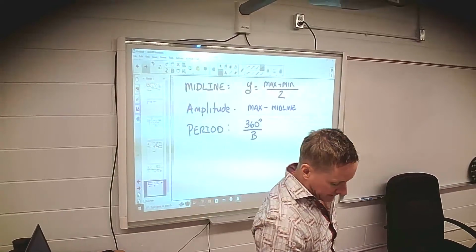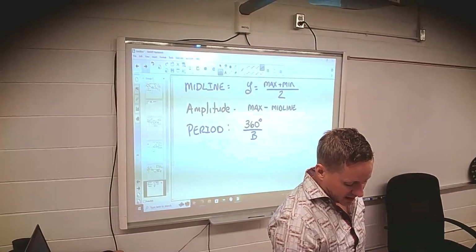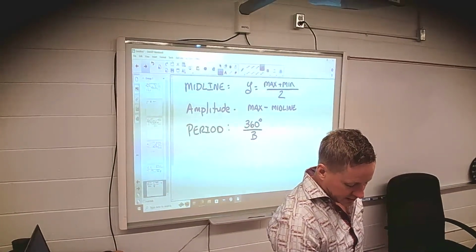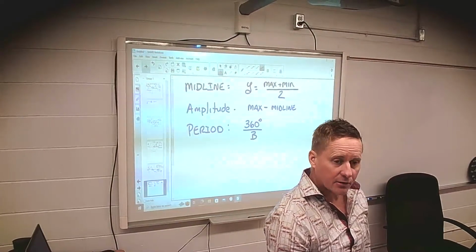Okay? All right. On page 210, they give us a graph. The graph is of a sinusoidal function. Describe this graph by determining its range, the equation of its midline, its amplitude, and its period.